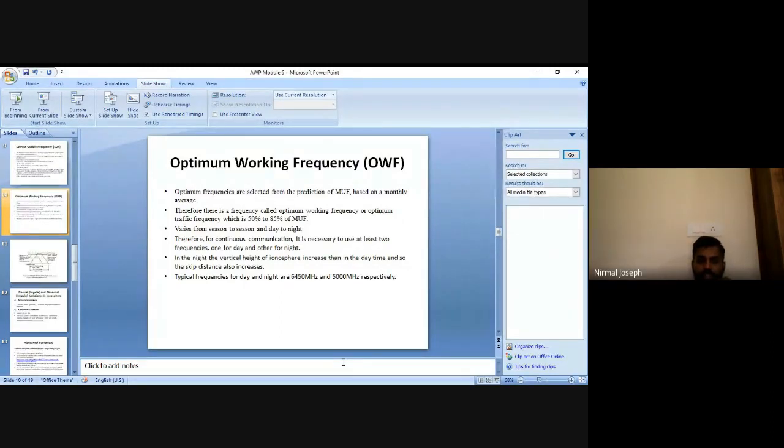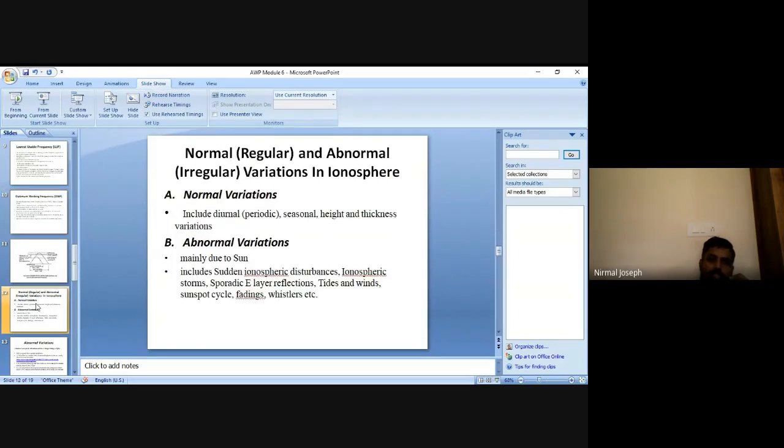During night time we can use a smaller frequency, because during night the ionic density will be lesser, so we can use a lower frequency for getting the same transmission. So we have seen optimum working frequency, maximum usable frequency, lowest usable frequency, critical frequency, everything. Now we move on to our next topic, that is normal and abnormal variations in the ionosphere.